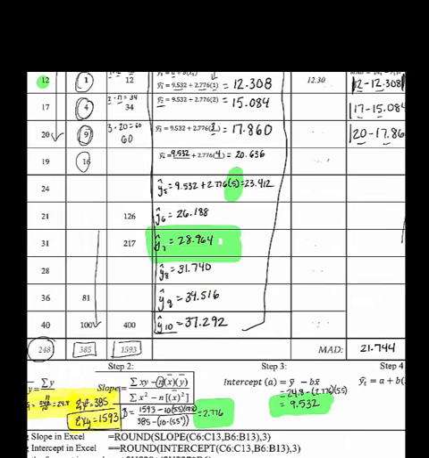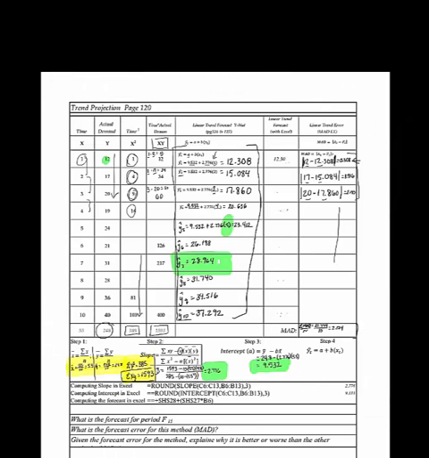So the sum of the absolute deviations is 21.744, and then we're going to take that and divide it by n, because that's the number of observations that we have. We divide that by n to get the MAD, the mean absolute deviation, and that's going to be 2.174. So when we compare this to some of the other forecasting methods, it's pretty good.